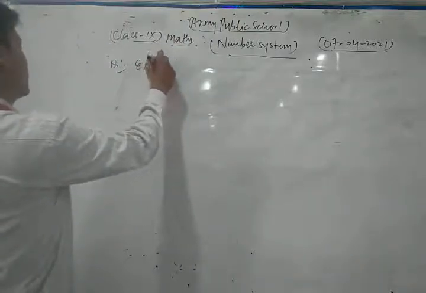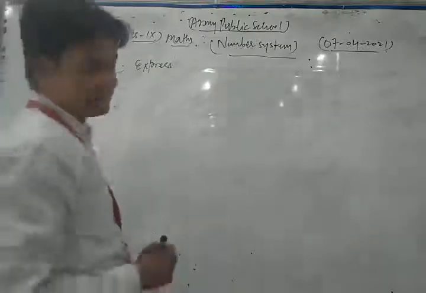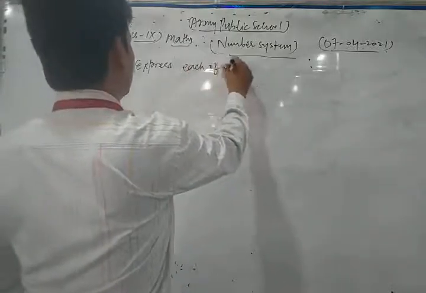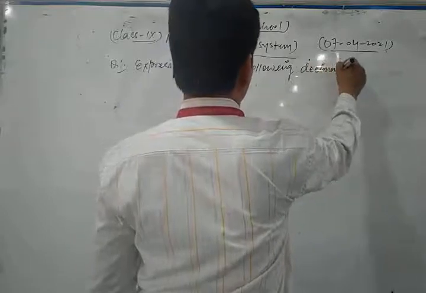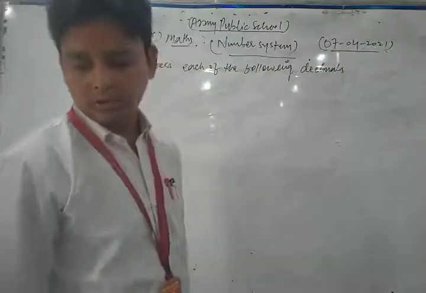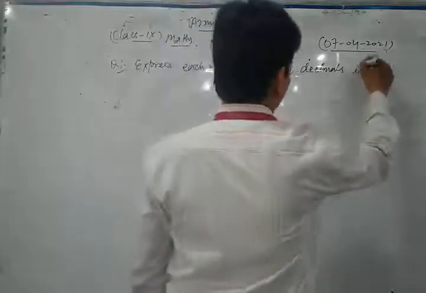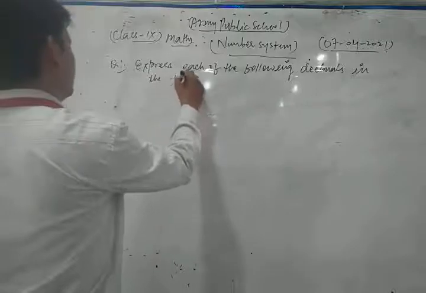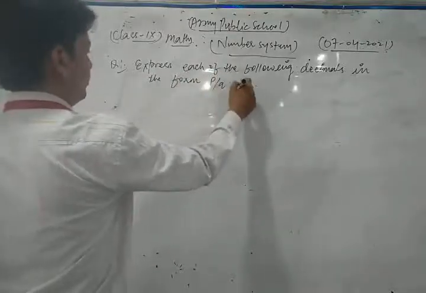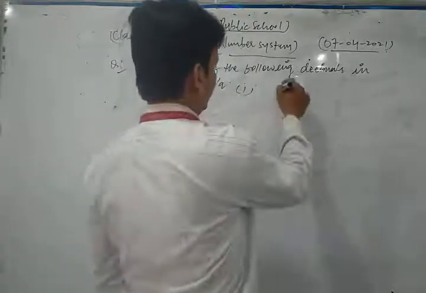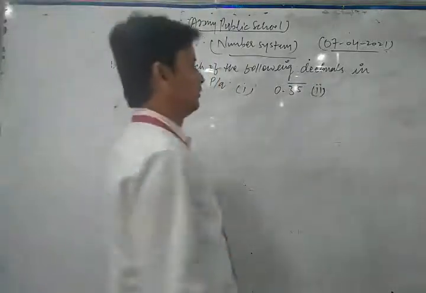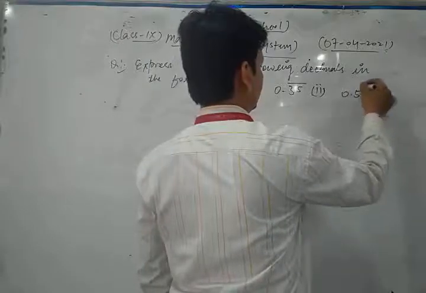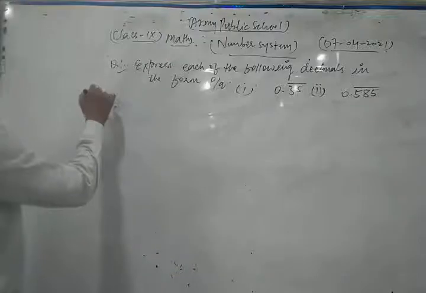Let's see. The question is: express each of the following decimals in the form P upon Q. Your first question is 0.35 bar, and the second part of this question is 0.585 bar. Okay, now let's see its solution.